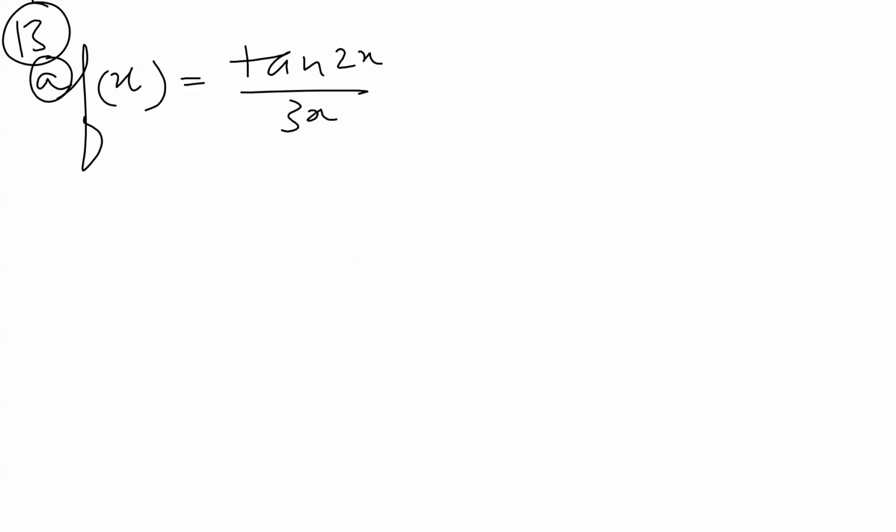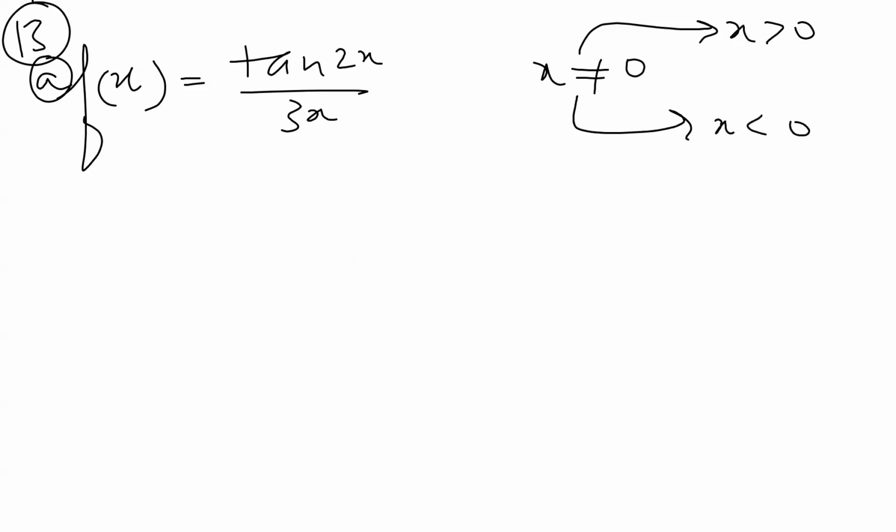So f of x is equal to, this is 13 sub question A. F of x is equal to tan 2x upon 3x, for x not equal to 0, that is x greater than 0 and x lesser than 0. And f of x is equal to 2 by 3 when x is equal to 0. So we need to test the continuity at x equal to 0.